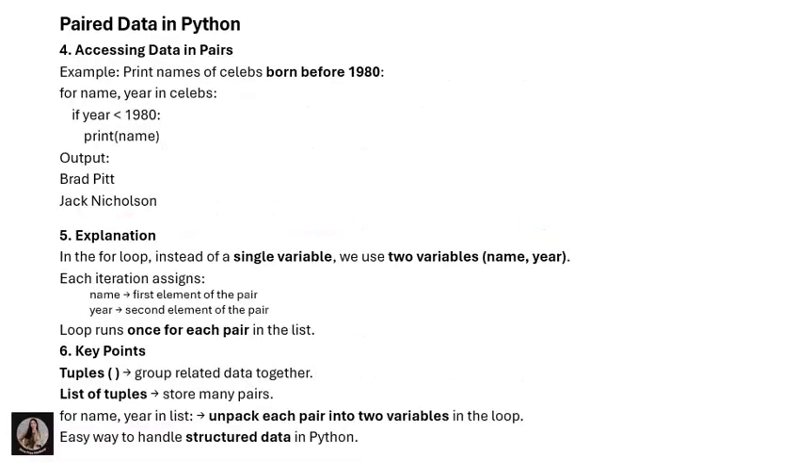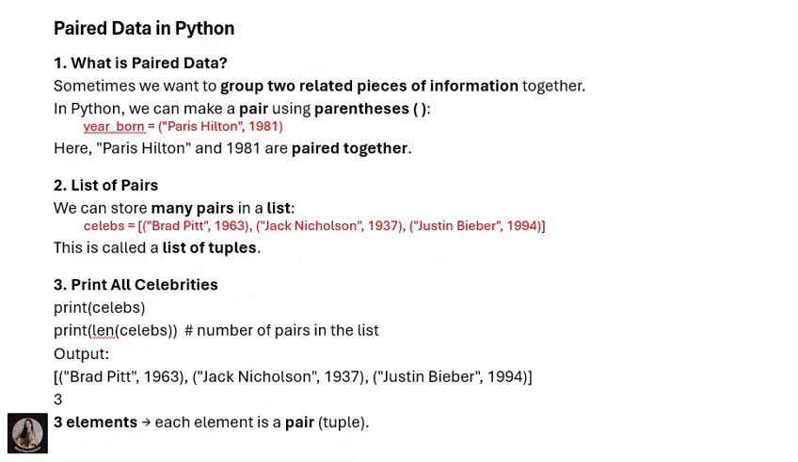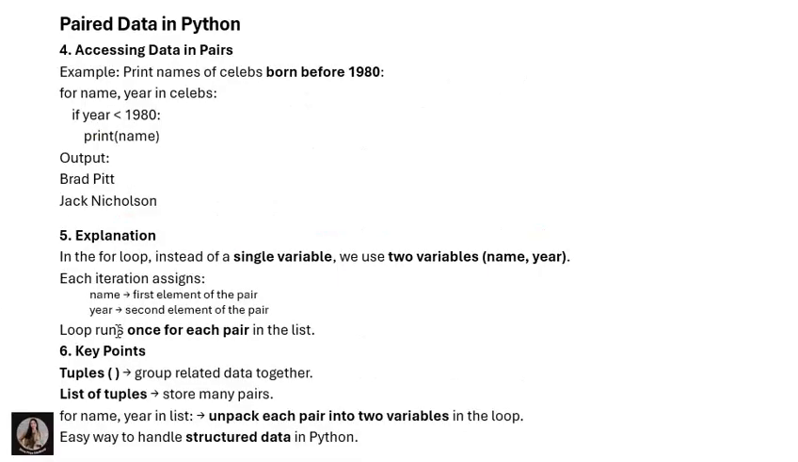Let us see the output. We have Brad Pitt and Jack Nicklaus. We asked to print the names of those celebrities. In the for loop, instead of a single variable, we use two variables, that is name and year. Each iteration assigns name, which is the first element of the pair, and year, which is the second element of the pair. In the previous example, Paris Hilton is the first element of the pair and 1981 is the second element. The loop runs once for each pair in the list.